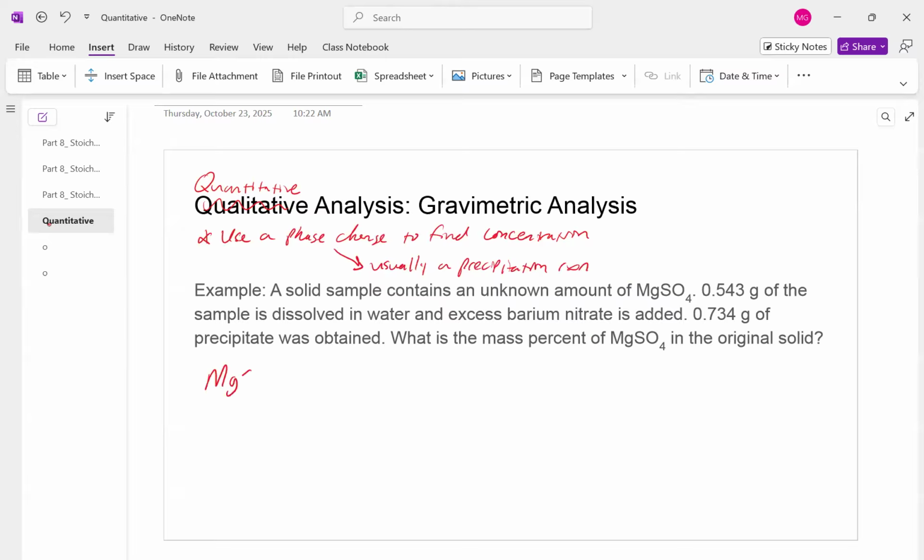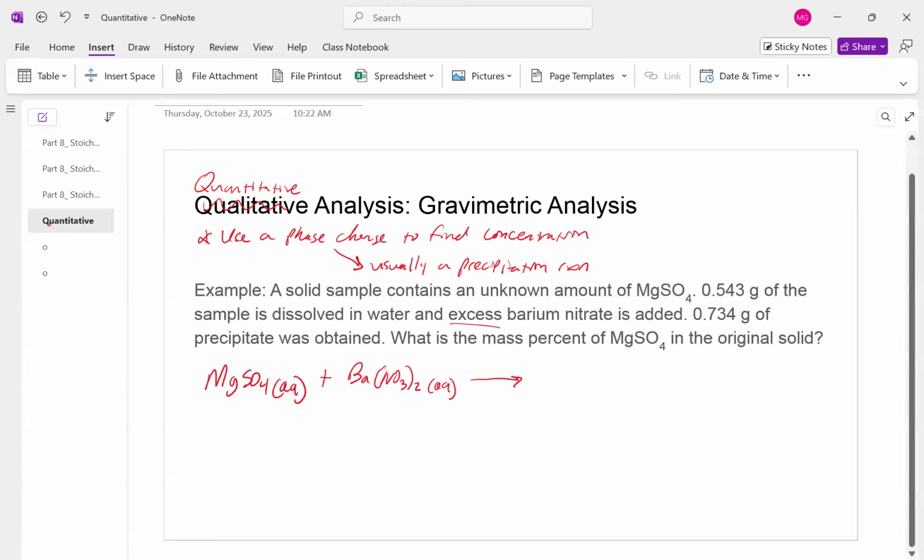We're taking magnesium sulfate and dissolving it in water. And then we're taking a solution of barium nitrate, and it's telling you that you're adding a ton of barium nitrate, an excess, which means we don't have to worry about finding out which one's the limiting reactant. Magnesium sulfate is the limiting reactant. And then we got 0.734 grams of the precipitate.